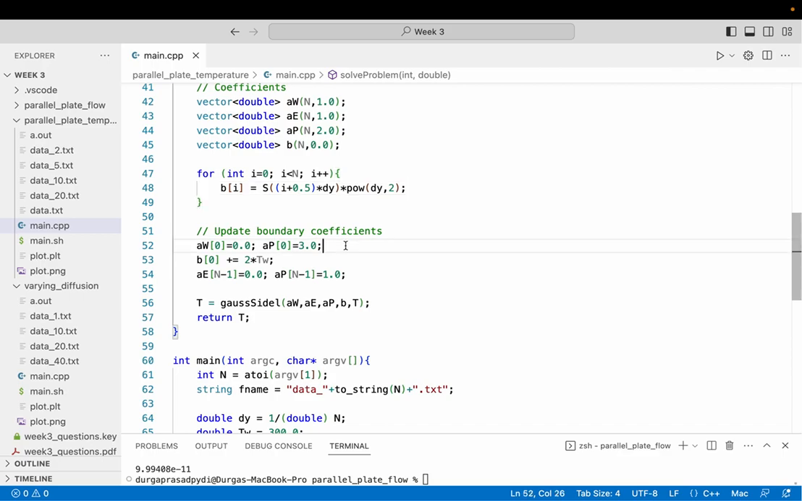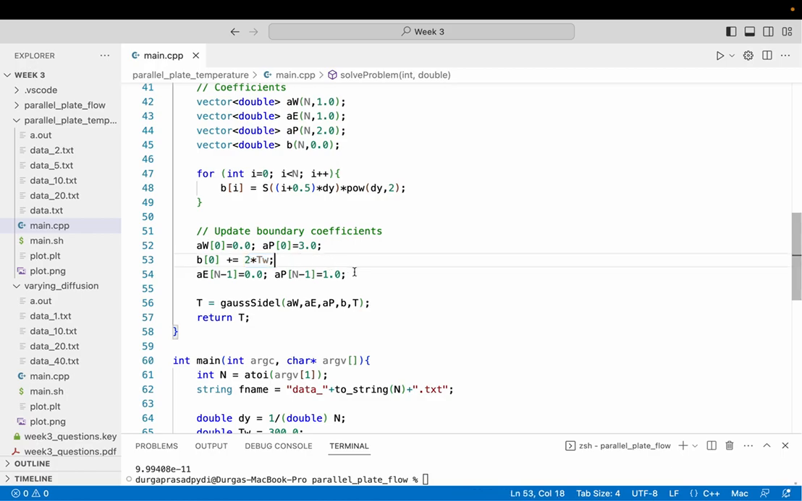So on the boundaries, on the left boundary you don't have a West condition, so AW is 0 and AP value is 3, and because you have a Dirichlet condition, your constant B term will also have an additional term, that is 2 times TW. So this we have in the original equation.